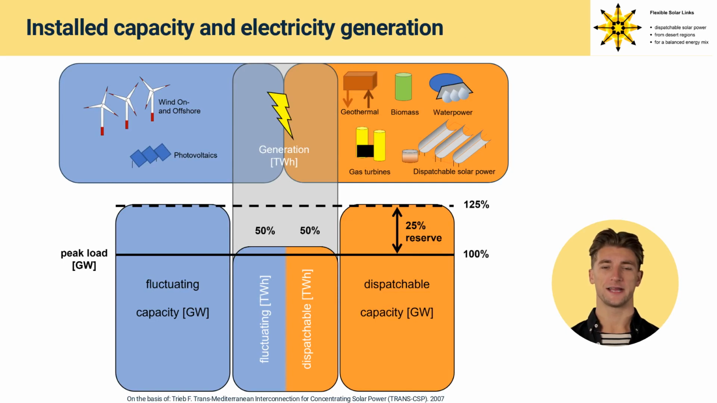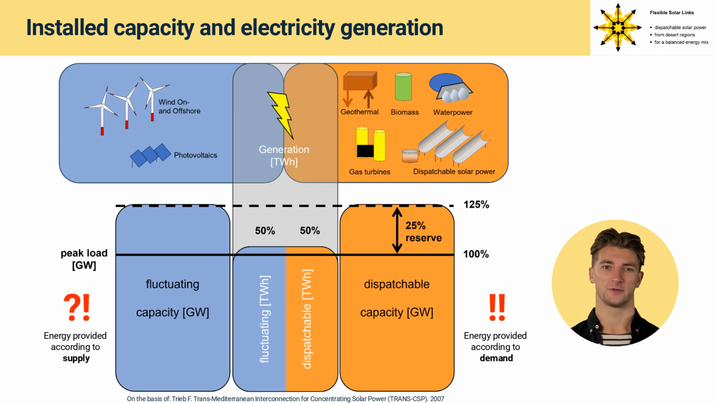Renewable energies can be classified in fluctuating energies like wind power and photovoltaics, and in dispatchable energies such as geothermal, biomass, water power, renewable gas-fired turbines, and dispatchable solar power. Fluctuating energies generate electricity according to supply, dispatchable energies generate electricity according to demand. The generation of electricity is based on installed capacity. Dispatchable energies provide firm capacity to cover the peak load at any time.